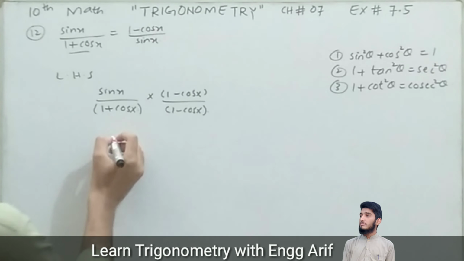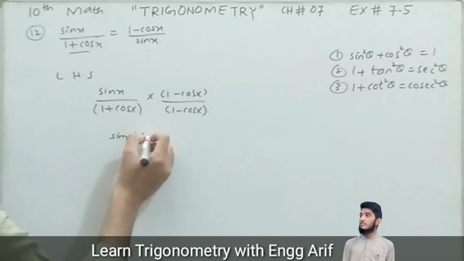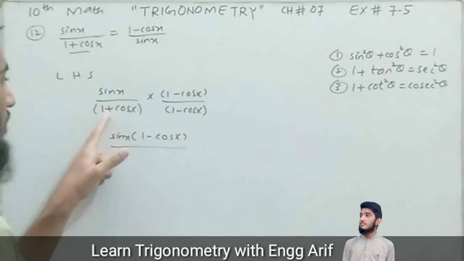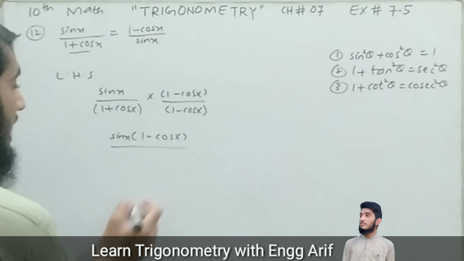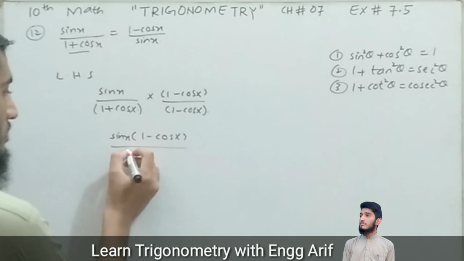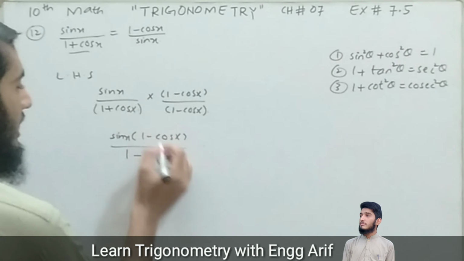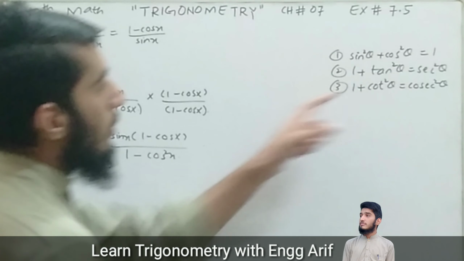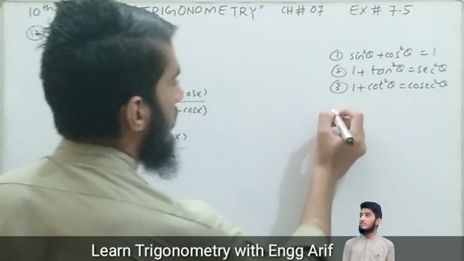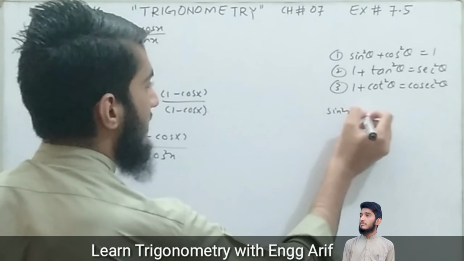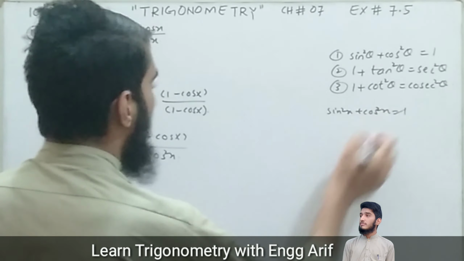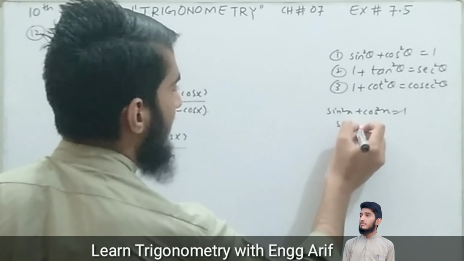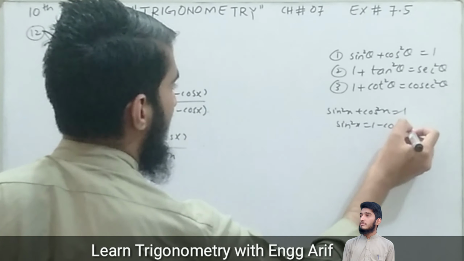So in the numerator we are left with sine x into 1 minus cos x, divided by, in the denominator, the formula a plus b into a minus b, which is equal to a square minus b square. So our a is 1, so 1 square gives us 1, minus b square, which is cos square x. Now for 1 minus cos square x, from the formula sine square x plus cos square x is equal to 1, we shift cos square x to the right hand side, so sine square x is equal to 1 minus cos square x.